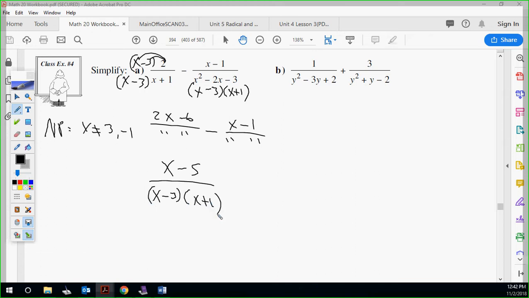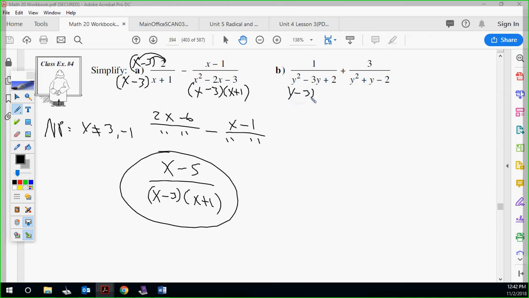Nothing cancels. This is as far as we can go here. Is 5 a non-permissible? No. Top's cool, right? We can do 0 on top. 0 on top just means your answer is 0. That's okay. We just can't divide by 0. Okay. Bottom one.